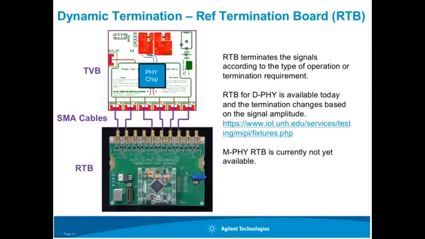So the FPGA will be able to detect the voltage level of the signal, and will switch that termination dynamically so that you can make the appropriate measurements of the signal. The TVB and the RTB can be connected through the SMA, and the probe points can be accessed on the RTB, so you can solder down the scope probe to the RTB board for measurements.